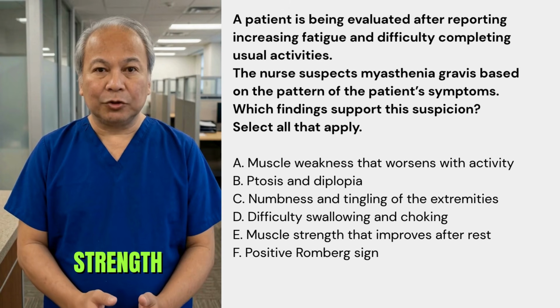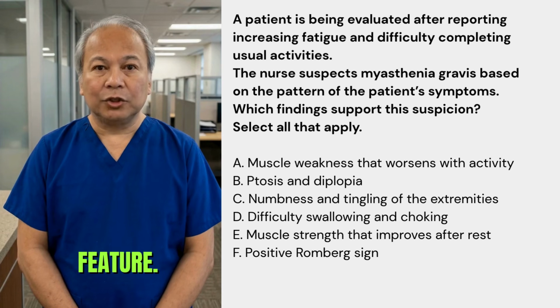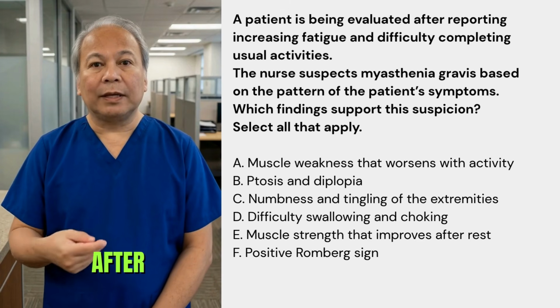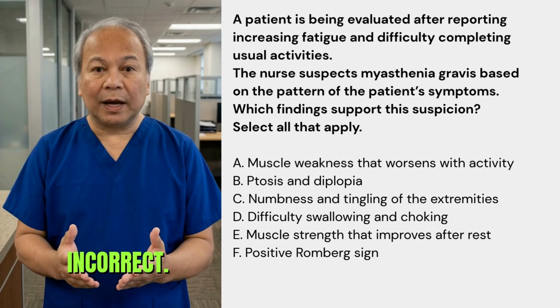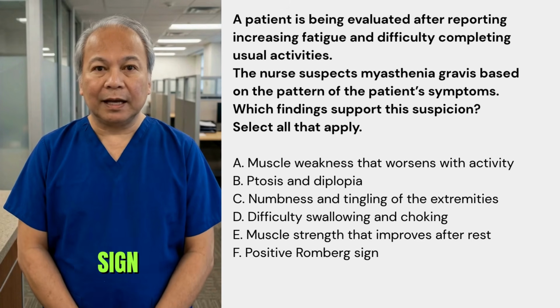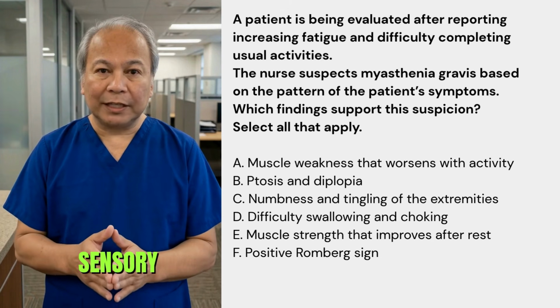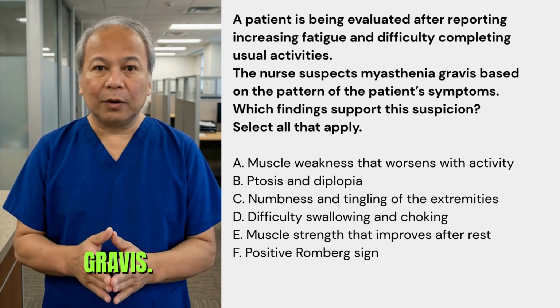E. Muscle strength that improves after rest. Correct. This is another classic feature. Weakness worsens with repeated activity and improves after rest. F. Positive Romberg sign. Incorrect. A positive Romberg sign suggests problems with balance, proprioception, or sensory pathways. That is not the characteristic pattern of myasthenia gravis.